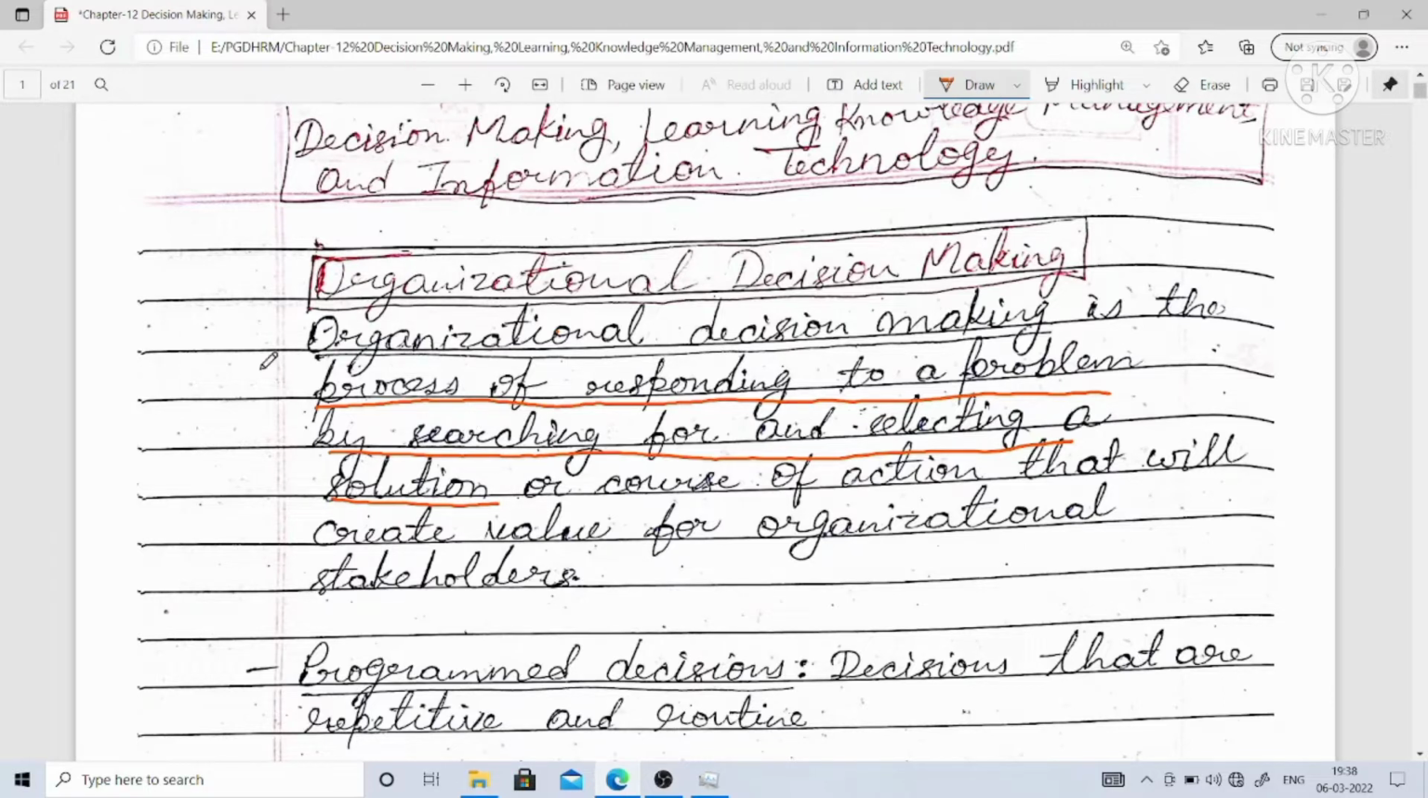Once again I am going to read this. I have already explained: the process of responding to problems by searching for and selecting a solution. It means whenever problems come in the organization, we respond by searching for and selecting a solution, and that is organizational decision making. Or in other words, it is a course of action that will create value for the organizational stakeholders.